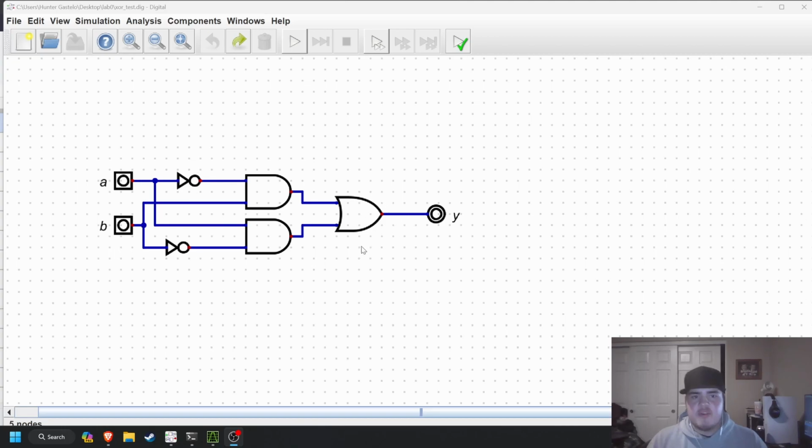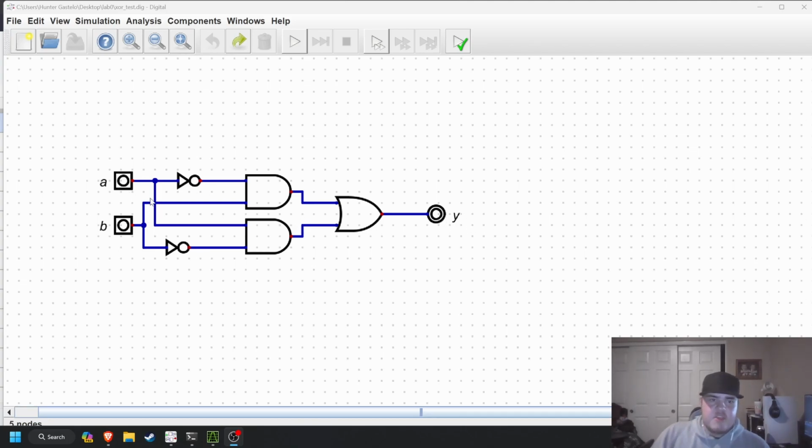For Lab 0 of EEE120, our objective was to design this predetermined circuit in Digital, predict the outcome of the designed circuit, and run a simulation to see if our predictions would match our outcome. In this circuit, we have two inputs, A and B, and output Y.